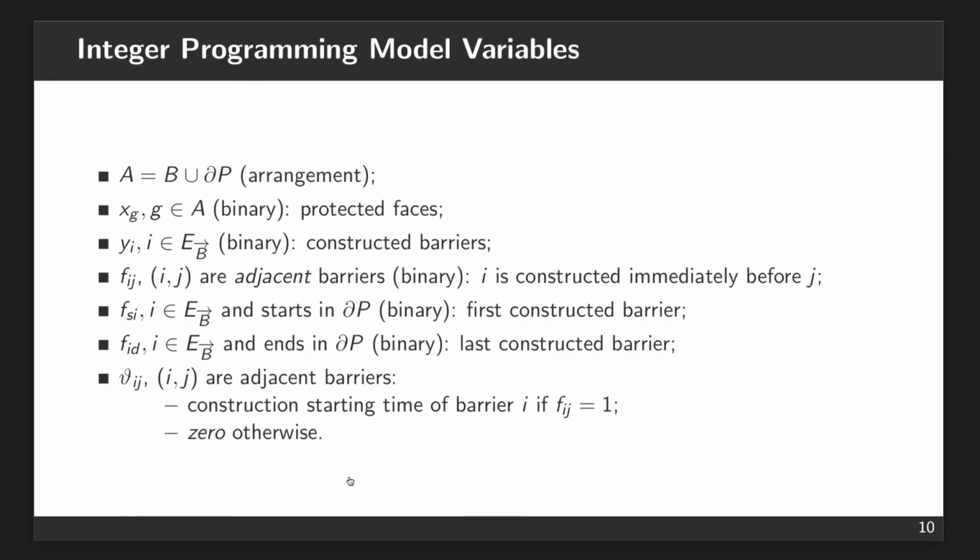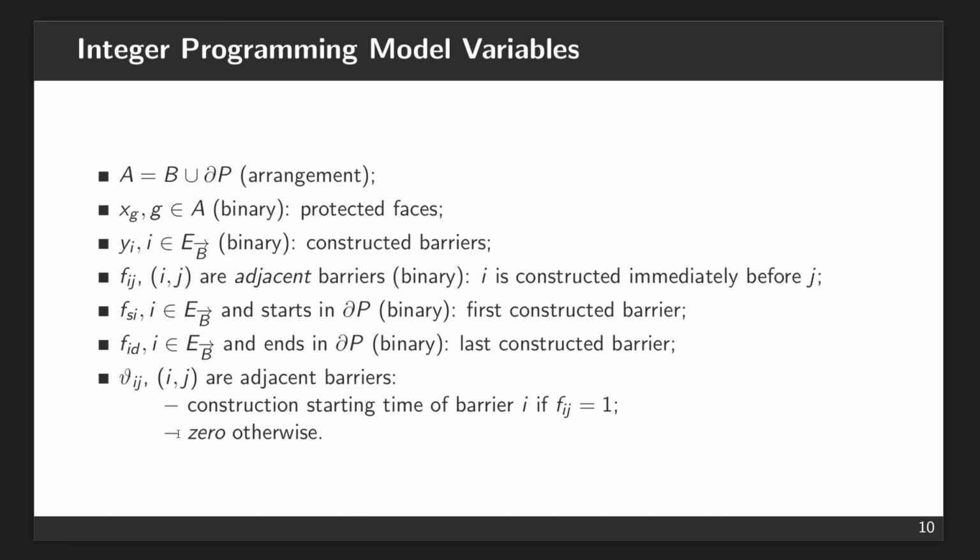And so here are the elements, the variables of our ILP. We have the arrangement A, and now for each phase g in the arrangement, we have a variable x_g, which is used to say if the phase is protected or not. One, if it is protected from the fire. And if a barrier is constructed, we also have a binary variable saying if this barrier is constructed or not.